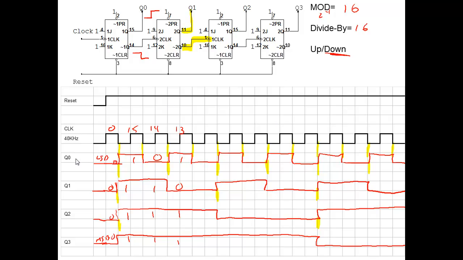Frequency, still going to divide by 2, so we've got a 20K, 10K, 5K, and 2.5K. So you're still dividing in half each time. And again, if we take that 40K divided by the 16, you're going to get that 2.5K. That's our final output frequency. It's pretty neat how it works.